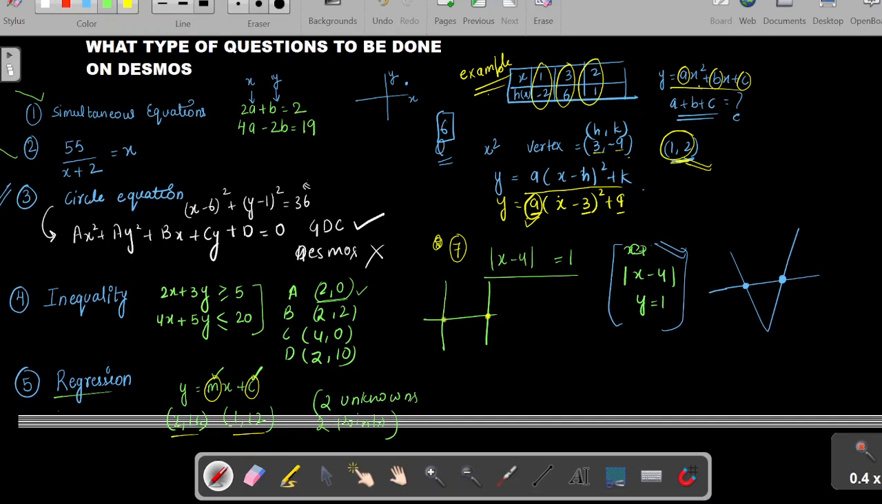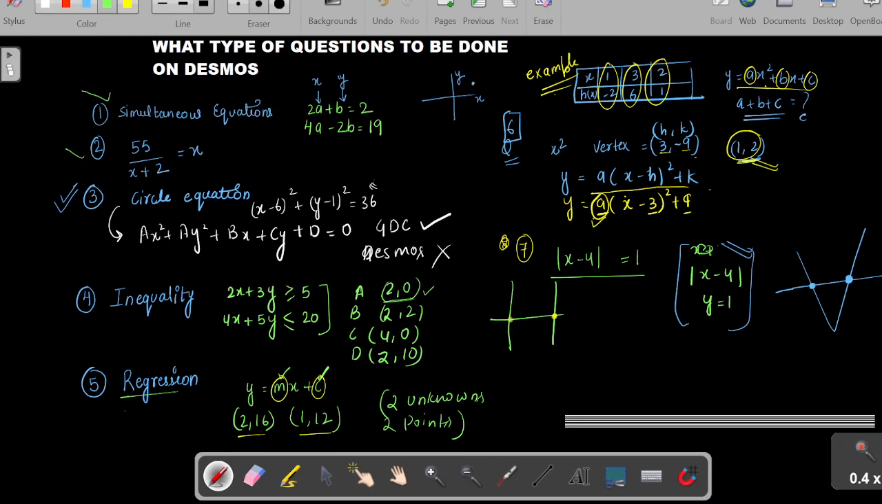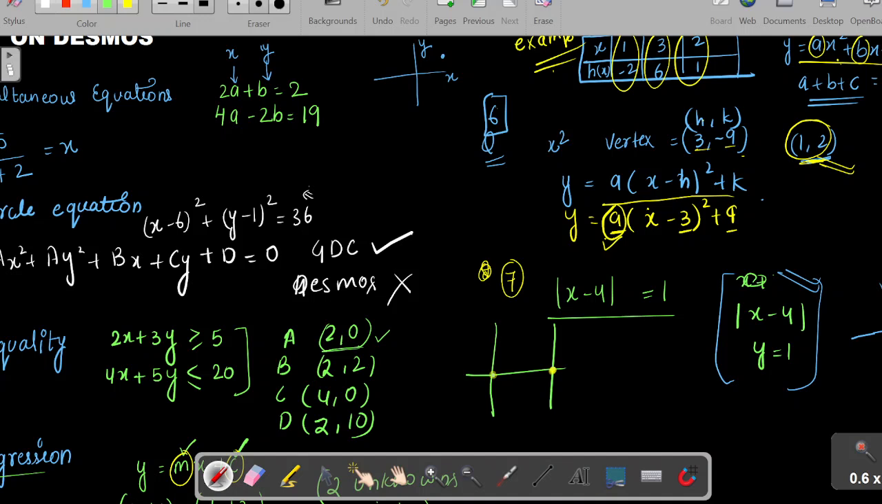But what if my equation is given in, suppose I'm using a simultaneous equation. Instead of 2, I'm writing A. Here A is already there, so let's say I'm writing C. Now I have 3 unknowns. I cannot use Desmos. I can replace 2 variables with x and y, but I don't know what about the third. What about C? What will I do with C? So we cannot use Desmos in that case.